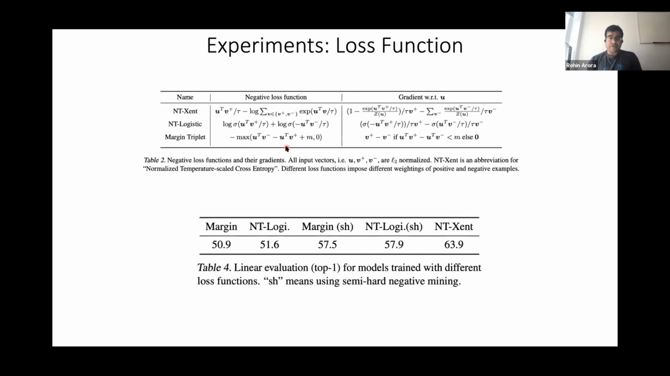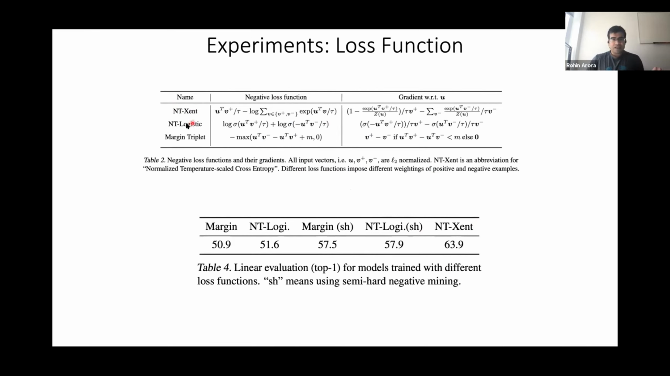They also experimented with different loss functions. I've been saying they used NT-Xent, but why do you use NT-Xent? Why don't you use other loss functions? This paper actually tried out a lot of different loss functions. And after a lot of evaluation, it turns out NT-Xent was the one that gives them the best results.